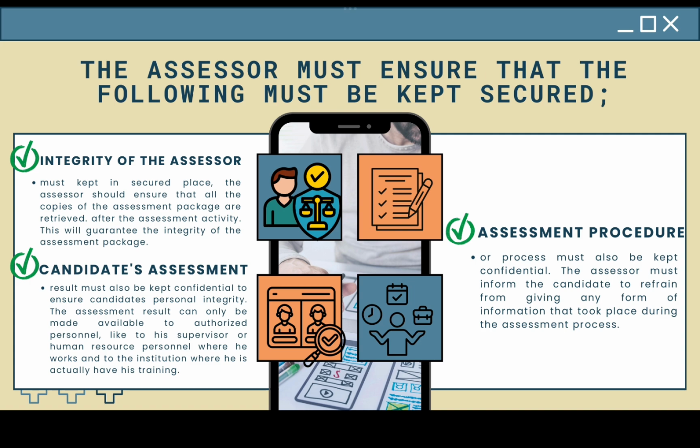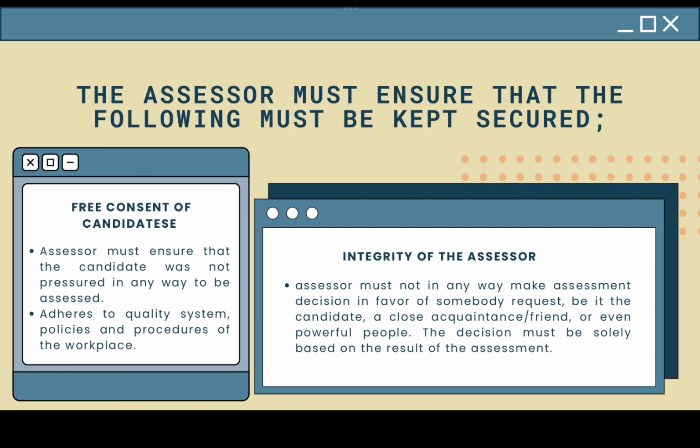Next is assessment procedure. So, process must also be kept confidential. The assessor must inform the candidate to refrain from giving any form of information that took place during the assessment process. So, dito sa assessment procedure ay confidential din na dapat ipaalala natin sa mga candidates na wag natin i-share yung info. Next slide.